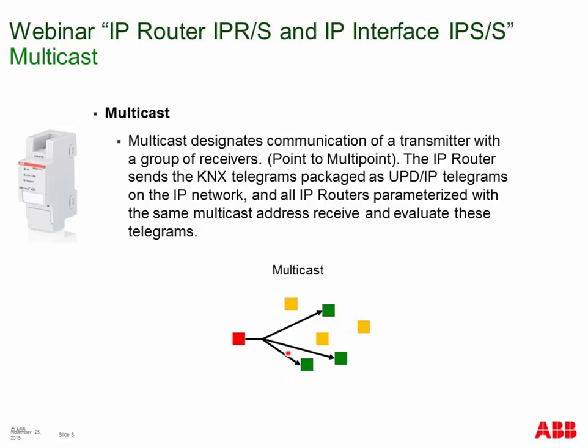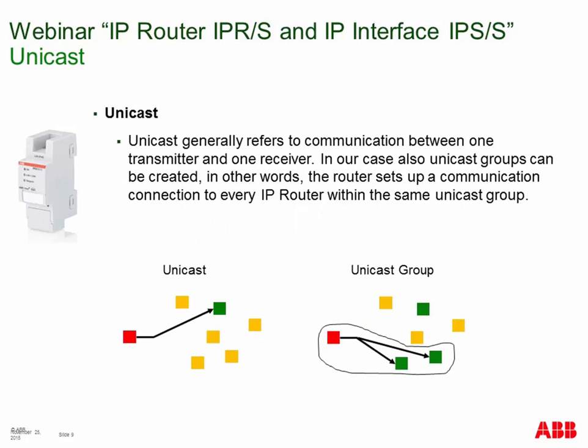But multicast in principle means from one transmitter to multiple receivers. Of course, vice versa as well, not shown here. Also a component here like this can send something to the transmitter. So it's a group which can work together. So point to multipoint and vice versa.